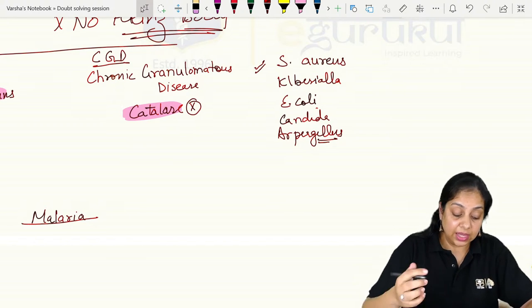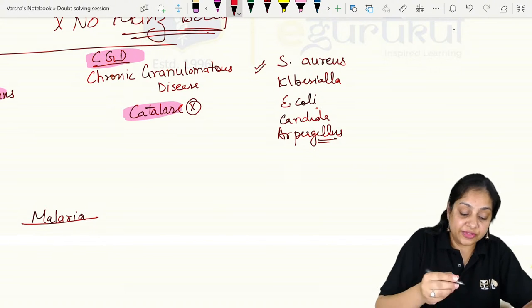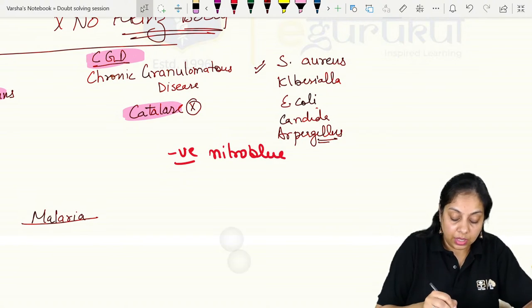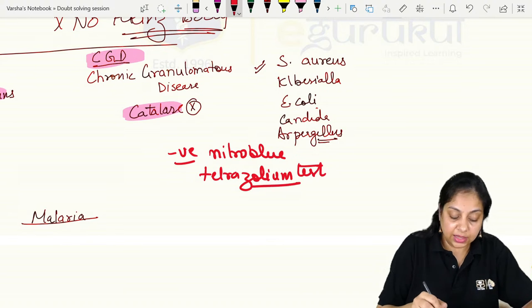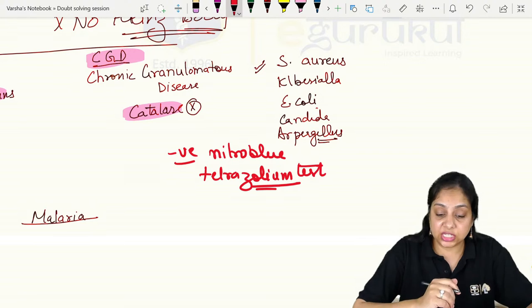reactive oxygen species. But in CGD, as those who have studied it in medicine class know, you will see a negative nitroblue tetrazolium test. Okay, that is confirming whether it is CGD or G6PDH deficiency.